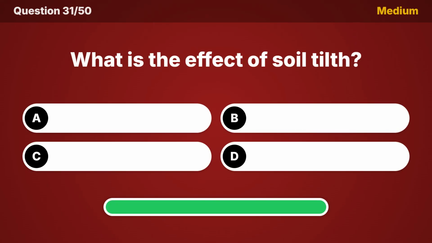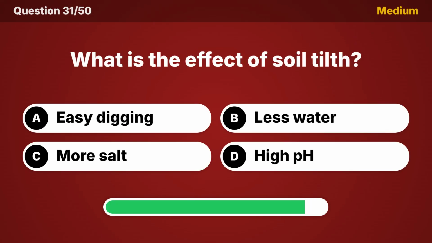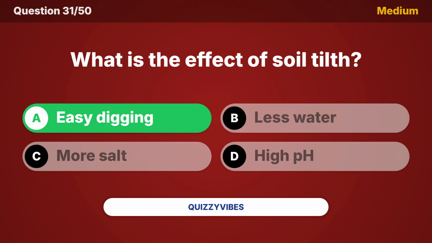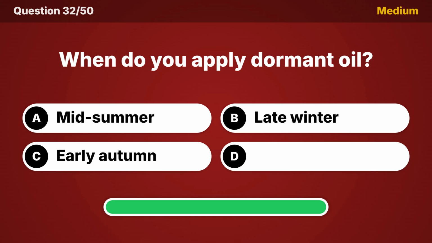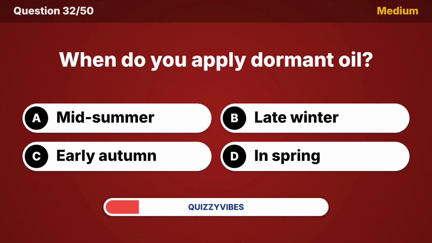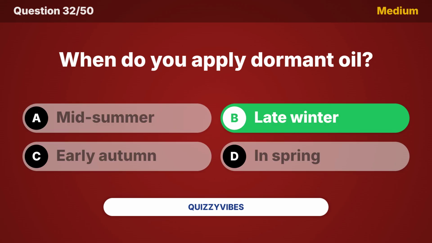What is the effect of soil tilth? The answer is easy digging. When do you apply dormant oil? The answer is late winter.